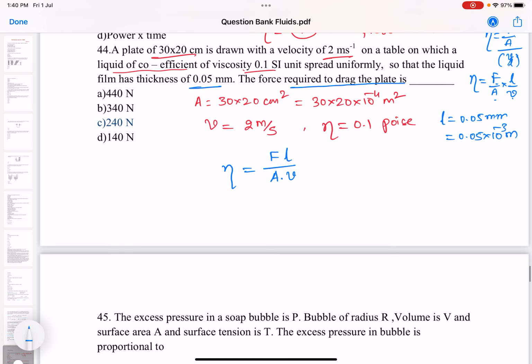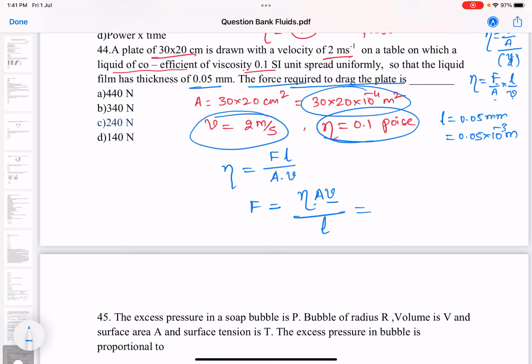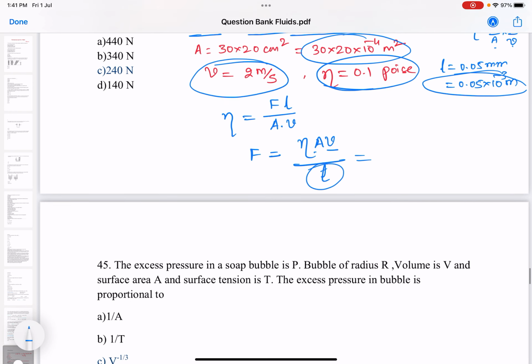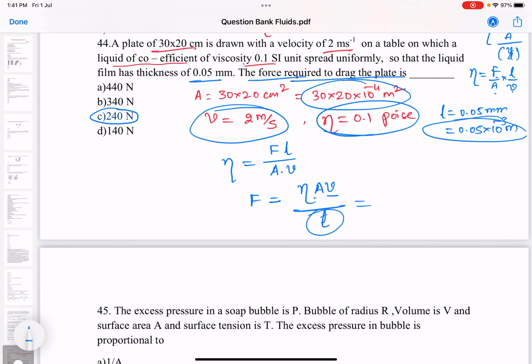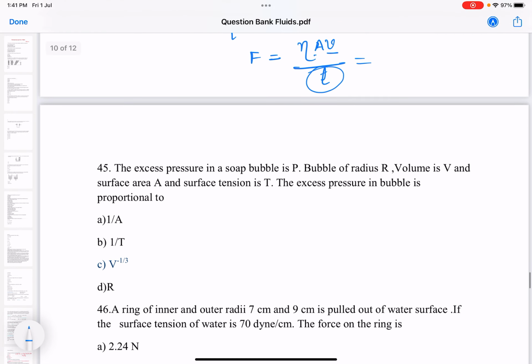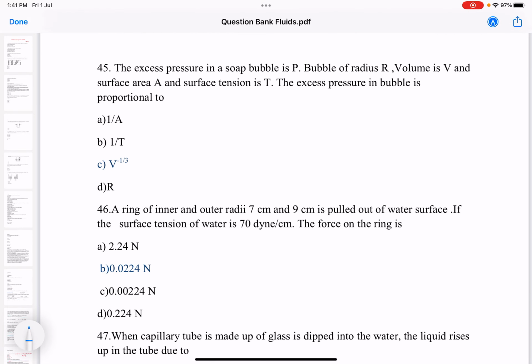So the amount of force required to drag the plate is equal to eta A V divided by L. The eta value is known, 0.1. Area is also known. V is also known, 2 meters per second, and L is also known. Substitute in the formula and you will get the answer for this question. It is 240 newtons.